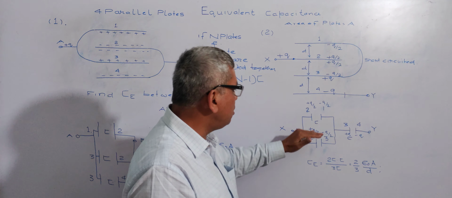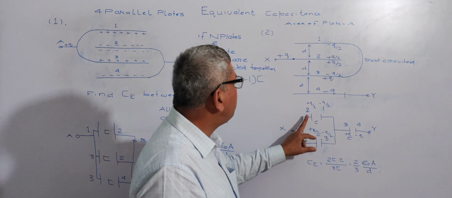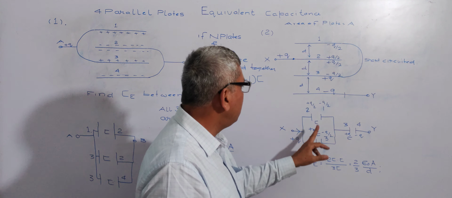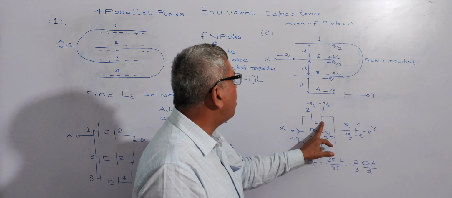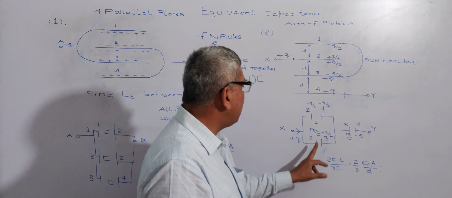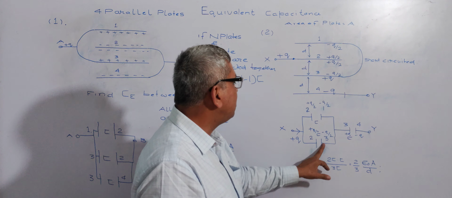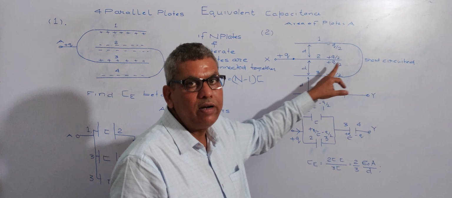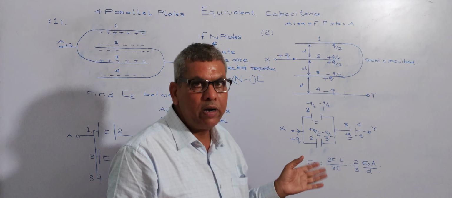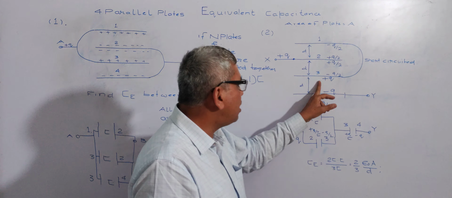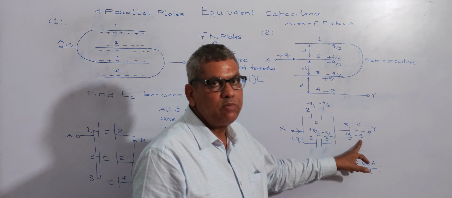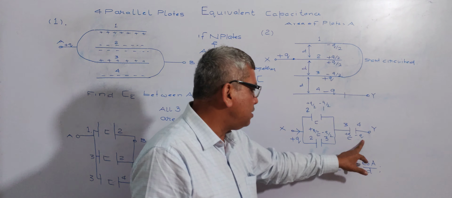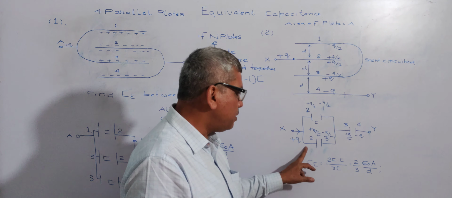So if you redraw this circuit, plate number 2 and 1, you will observe 2 and 1, and 1 and 3 are at the same potential. So 2 and 3, this makes two capacitors. They are connected in parallel because charge is distributed in two parts, Q by 2 and Q by 2. And the third capacitor is having the same charge, Q and Q. So this is in series with these two parallel capacitors.